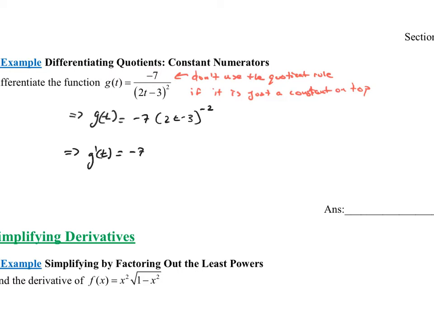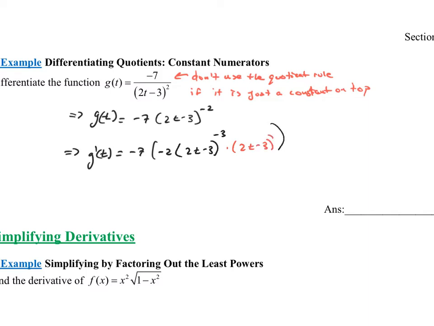Well, constant multiple, negative 7 stays there. What do you do? You drop the power, keep the inside the same, power minus 1, but then you have to remember to multiply times the derivative of the inside. So let me do that again. You're going to drop the power, that would be the negative 2. Inside stays the same, so that's the 2t minus 3, power minus 1. Negative 2 minus 1 is negative 3. And then we have to remember to multiply times the derivative of the inside.